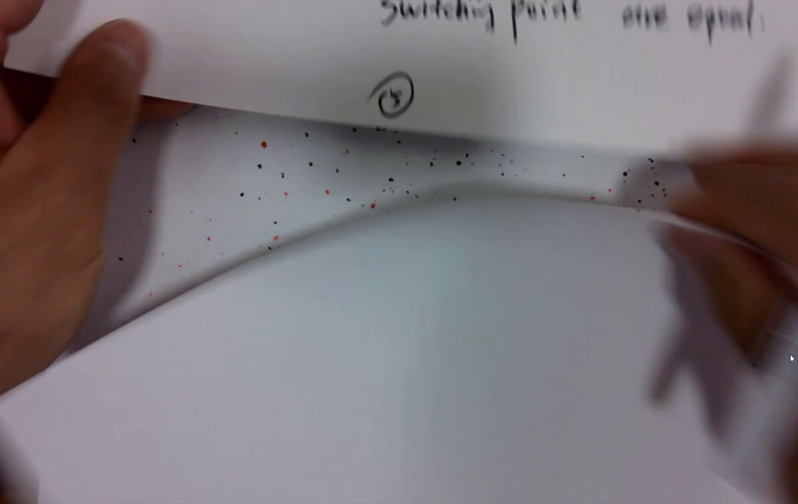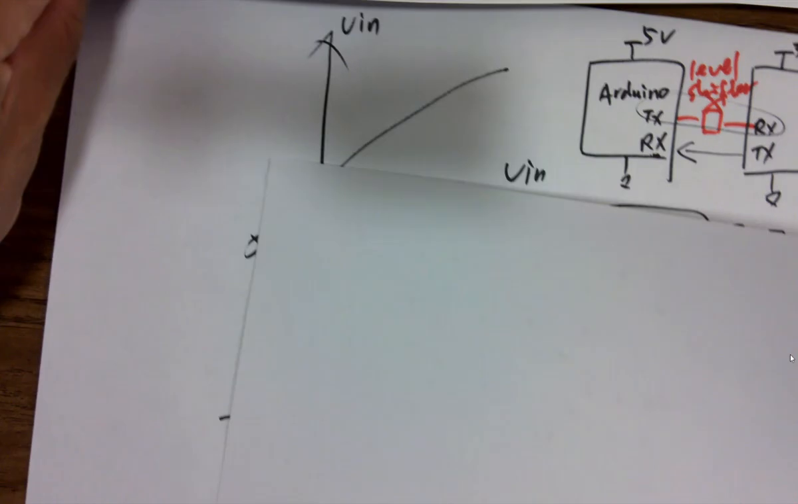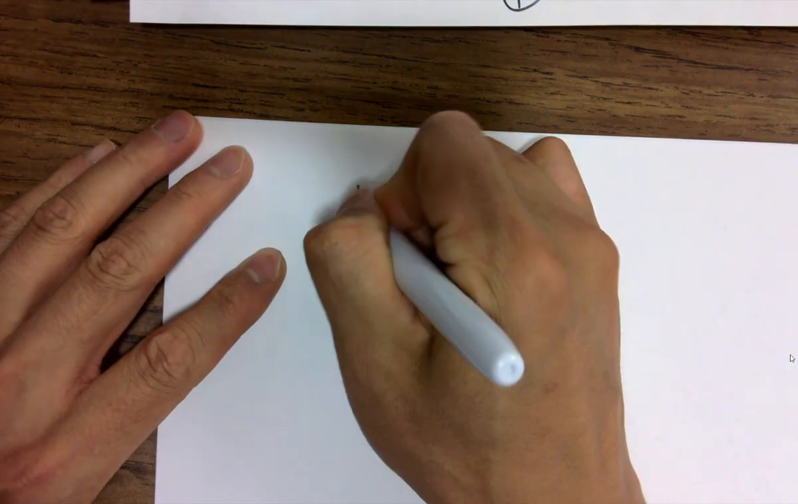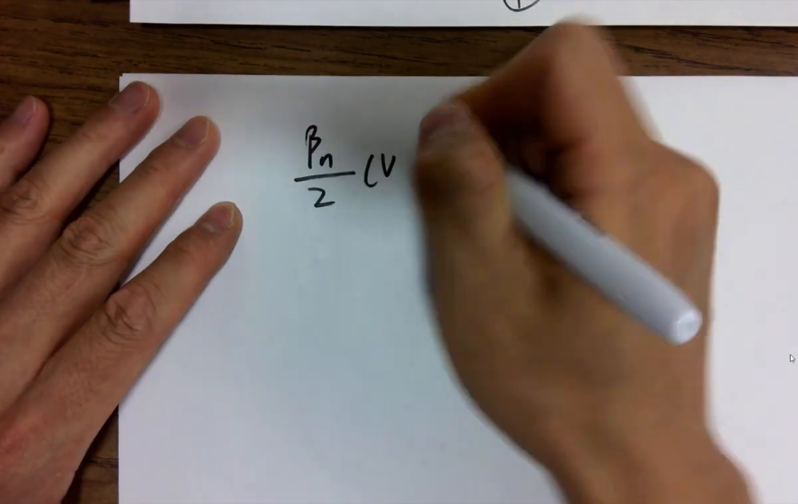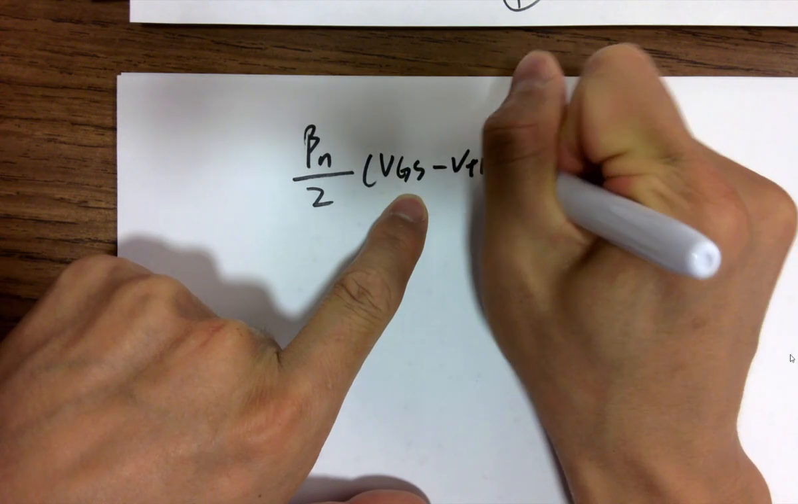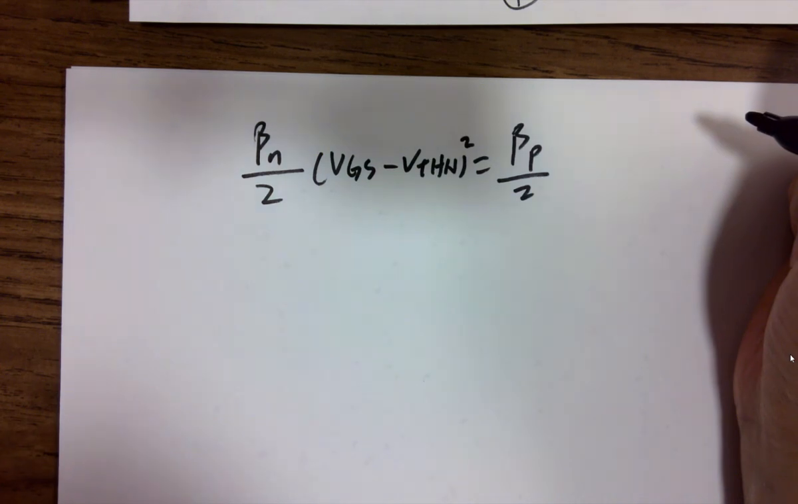So assuming that at the switching point, the PMOS and NMOS in the inverter have the same current, using square law equations, remember beta n is Kp times W over L, times VGS for the NMOS. The current of NMOS equals... Would it be because the resistances of the transistors are equal at that point too? No, the resistors are not equal at that point.